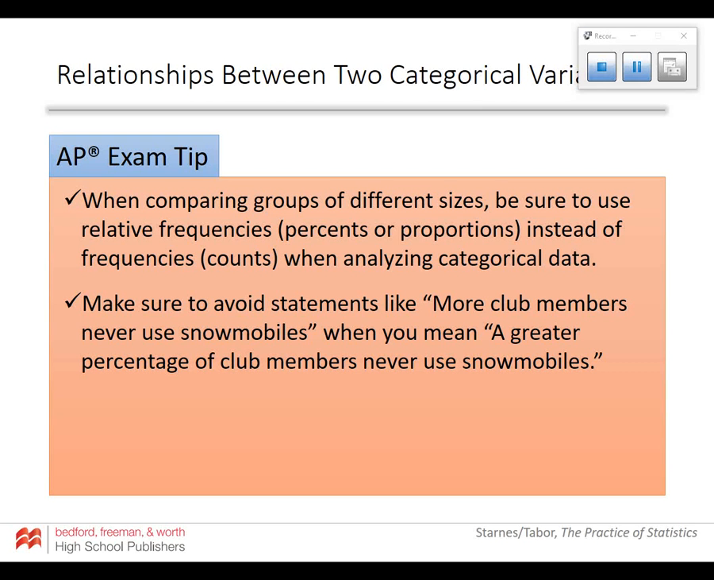So go ahead and change it to percents. Even if they were of like sizes, it's fine to change it to a relative percent. Okay? That's the safe thing to do.